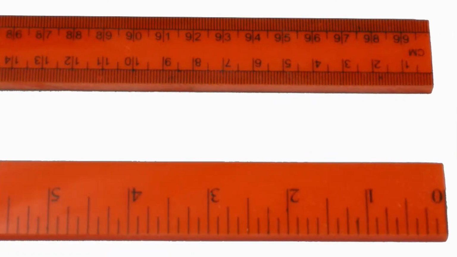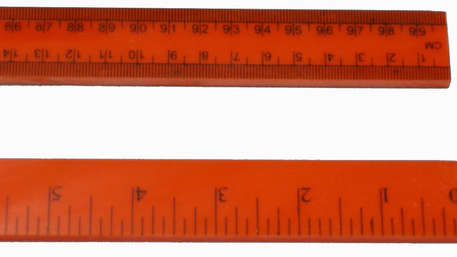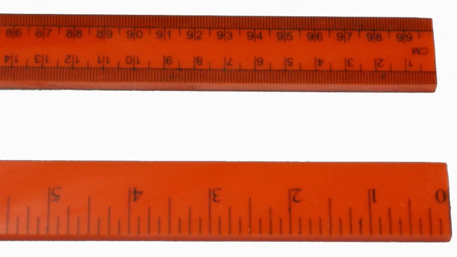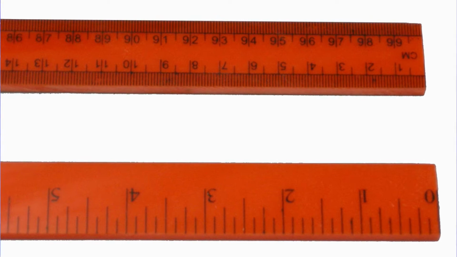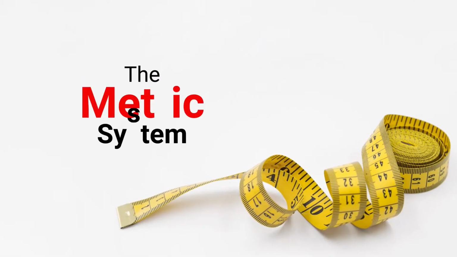Measuring, therefore, is using both standard and non-standard measures or estimates to describe the dimensions of an object or event. For example, using a meter stick to measure the length of a table in centimeters. What is the metric system?